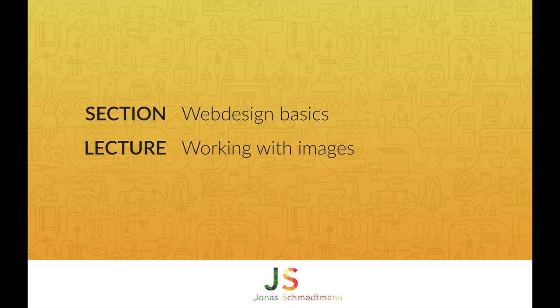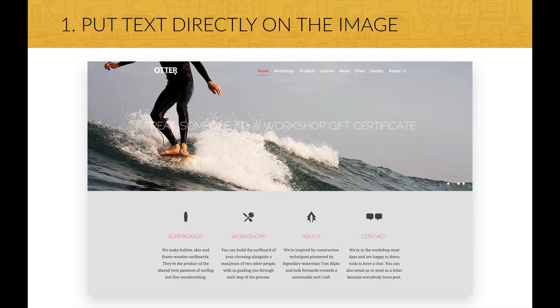There are a few techniques for doing this, and we are going to go through the most important of them in this lecture. First, the easiest way is to put text directly on an image. The problem is that this only works if the image is quite dark and your text is white. Otherwise, you will not have enough contrast between your image and your text.